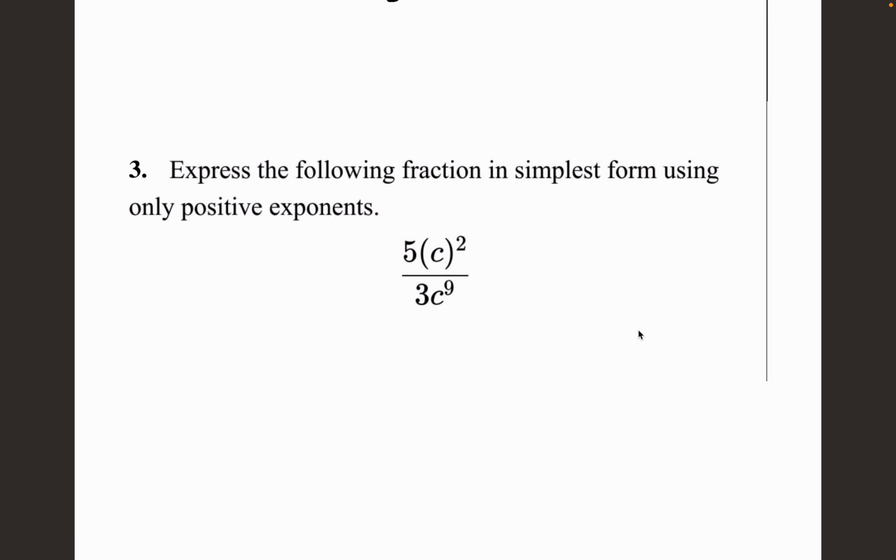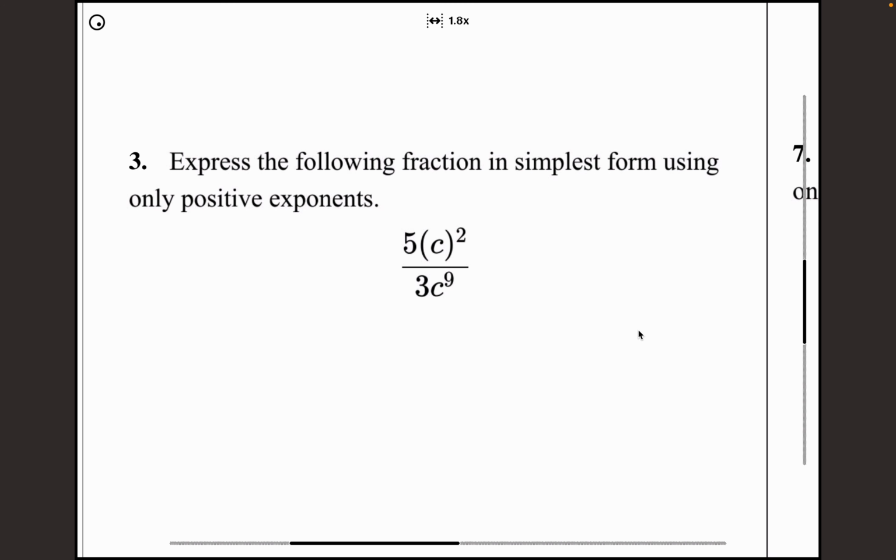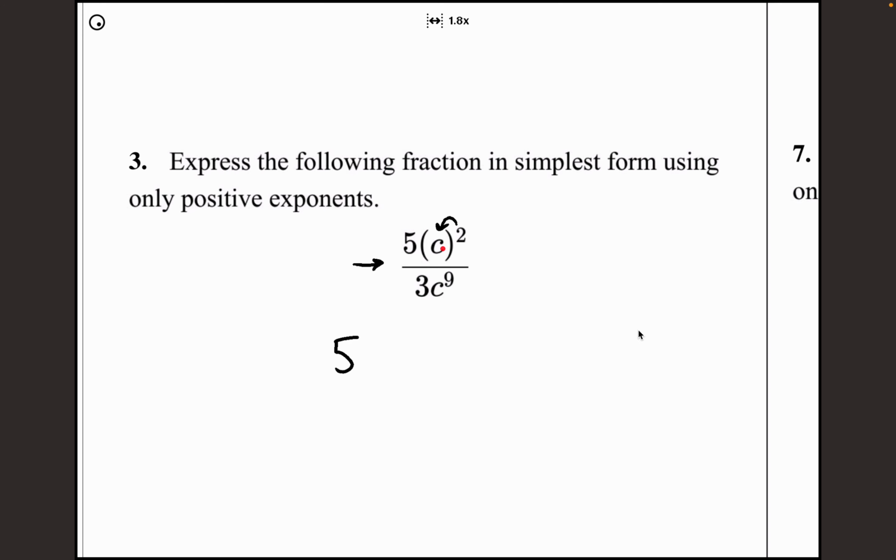Let's move down to the next. This one, I just have c in the parentheses in my numerator, so I just need to simplify that. So I have 5. I just apply that power of 2 to c, so I have 5c to the second over 3c to the 9th. Now, first thing I need to look at is if I can simplify the 5 and the 3. Can I take any number out of 5 and 3?